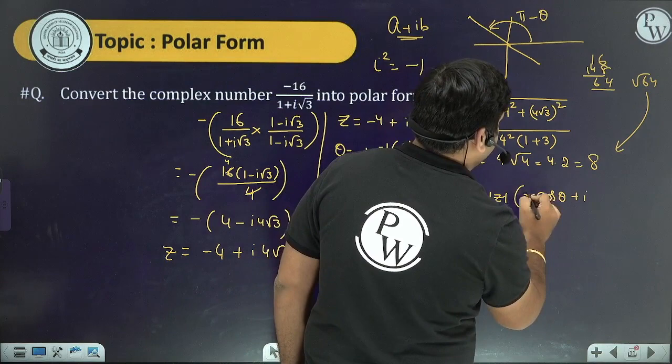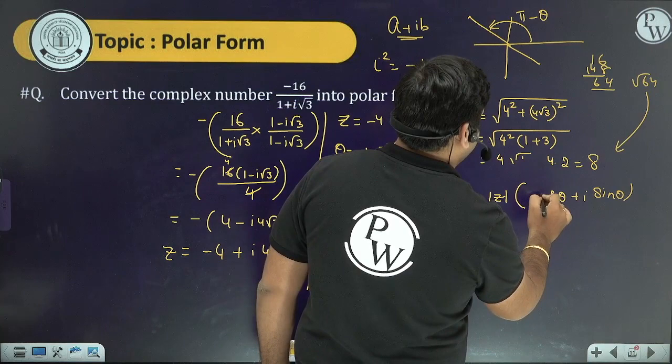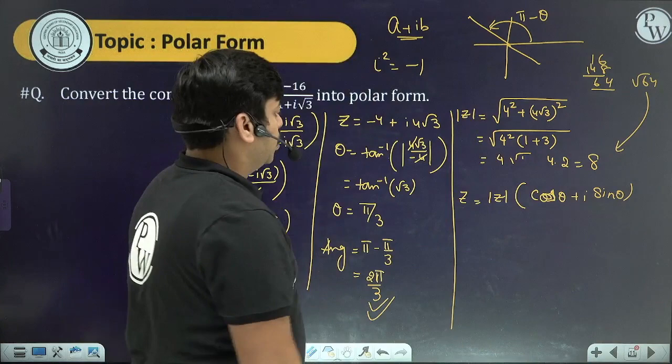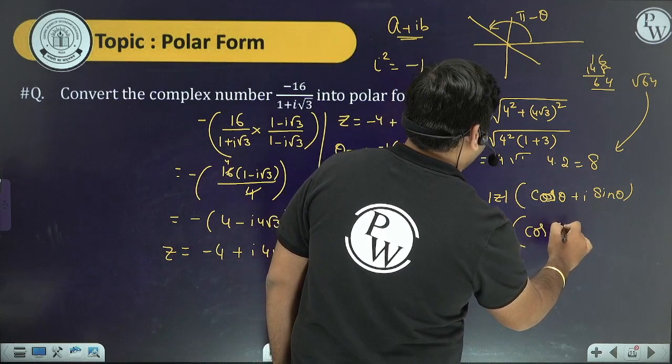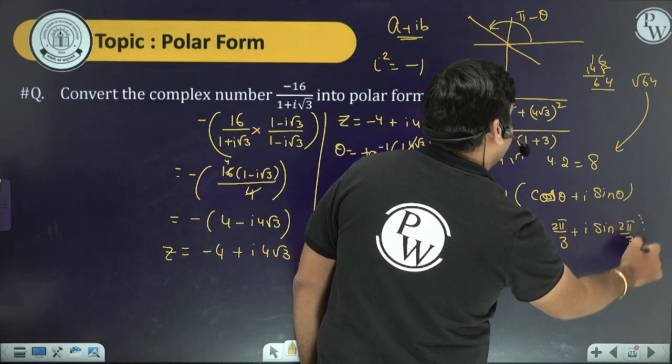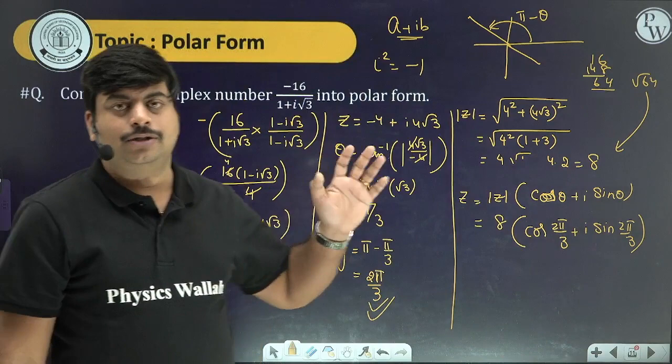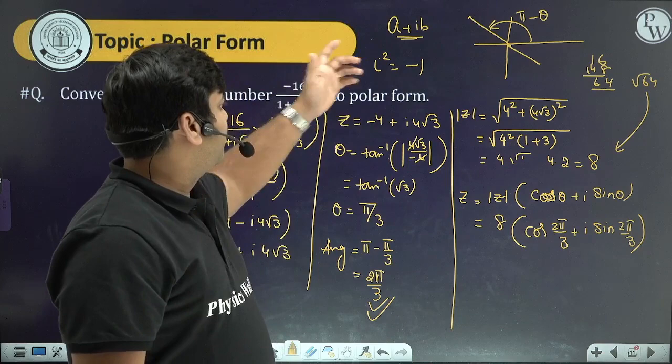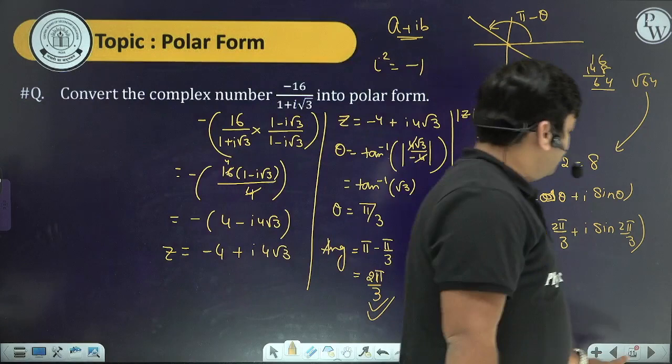So z is equal to mod z into cos theta plus i sin theta. Once again, r is not correct, I did the same mistake again. So mod z into cos theta plus i sin theta. So that is 8 into cos 2 pi by 3 plus i sin 2 pi by 3. Understand, everyone? 8 times cos 2 pi by 3 plus i sin 2 pi by 3. That will be the polar representation of the given number, that is minus 16 by 1 plus i root 3. Clear, everyone? Okay, so let's move on to one more question after this, people.